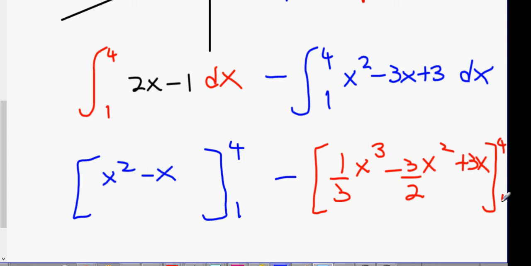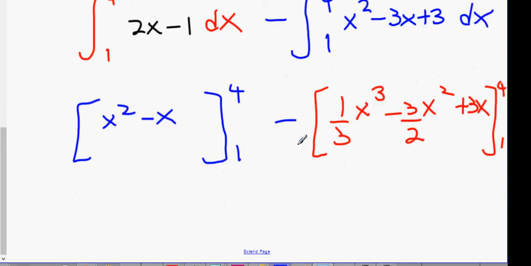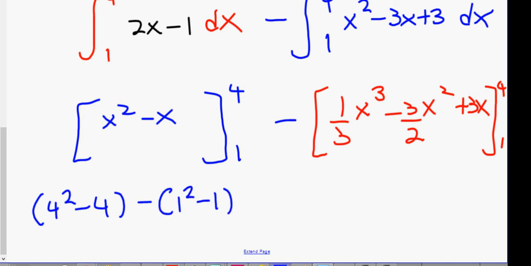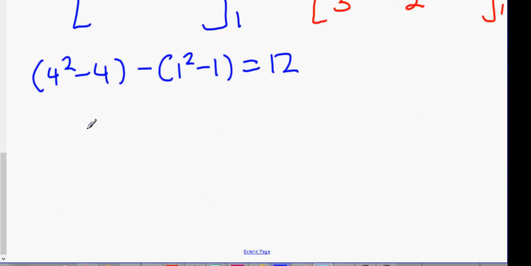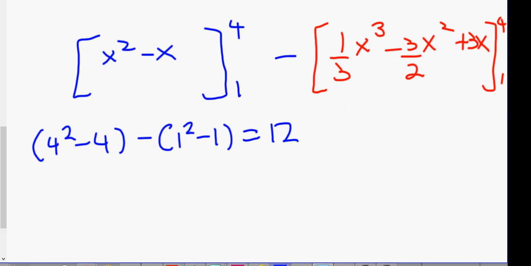Alright guys, let's integrate. Now, will somebody take charge of the blue one? Connor, you did the blue one, is it? Yeah. And who's doing the red one? You did the red one for me, please. I'll chop them down now for you. So it's going to be 4 squared minus 4 minus bracket 1 squared minus 1. That's the blue one. The blue one turns out to be 12. We're expecting the red one to be a number smaller than 12. If it's not smaller than 12, we've made a mistake.